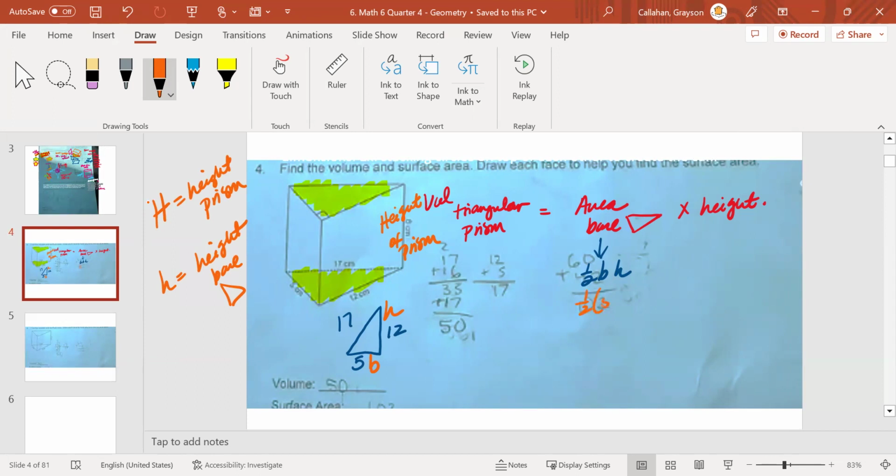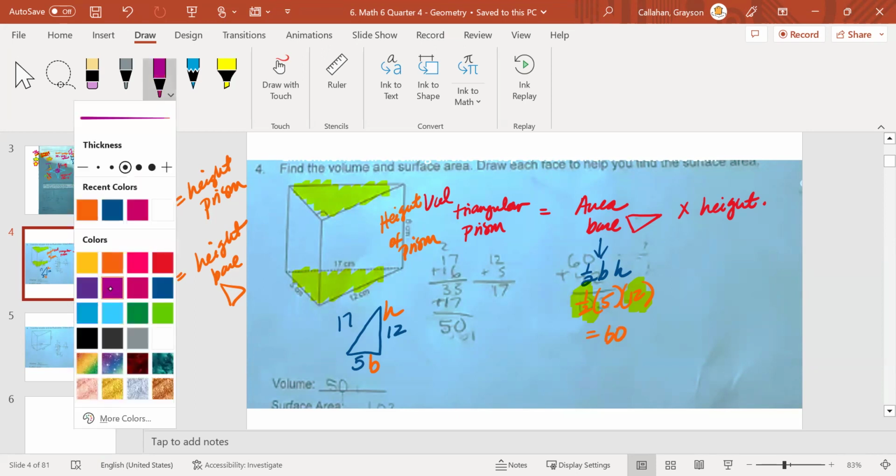So 1/2 times 5 times 12. Now, remember how I told you, half of 12 is what? 6 times 5 is? 30, yeah. The area of the base is 30.